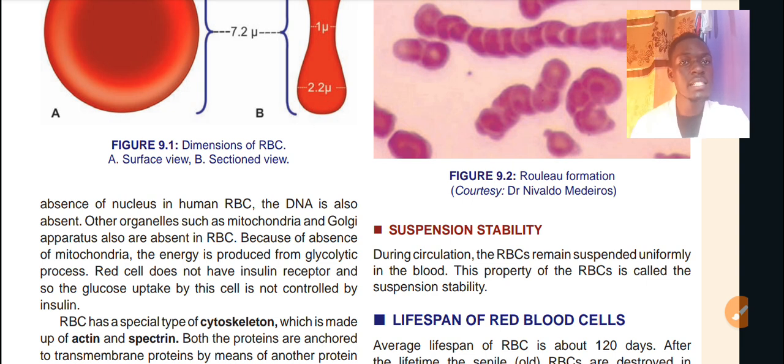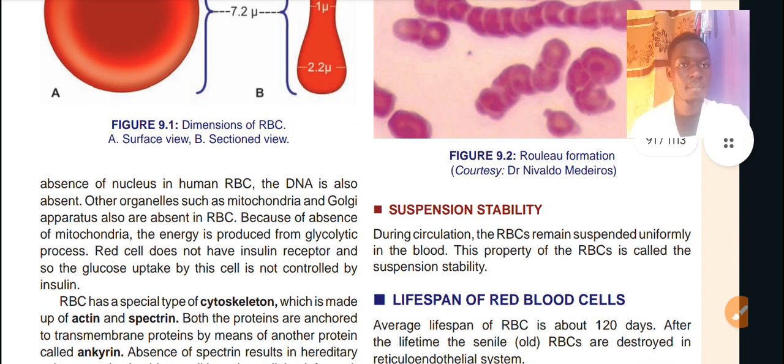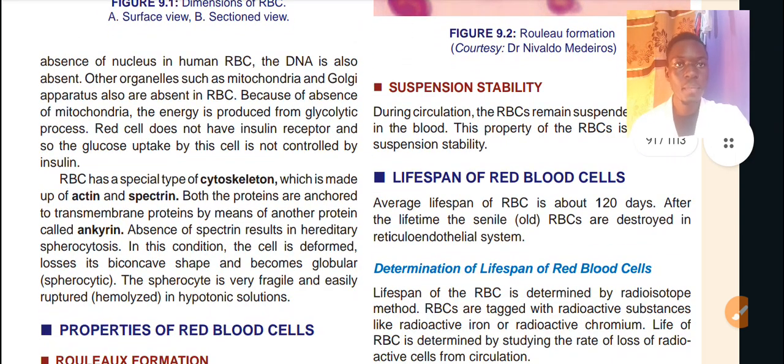Because of the absence of mitochondria, we would think that these cells cannot make energy. No. These cells have enzymes within their cytoplasm that help them carry out the glycolytic process, which provides energy. These enzymes also make the cell membrane pliable and flexible so that it can easily pass through the thin, minute capillaries in our bodies. These red blood cells do not have insulin receptors. Therefore, the uptake of glucose is not controlled by insulin.